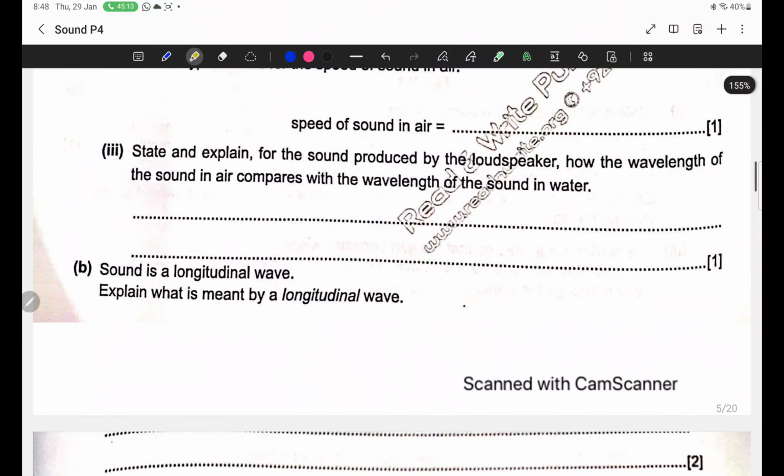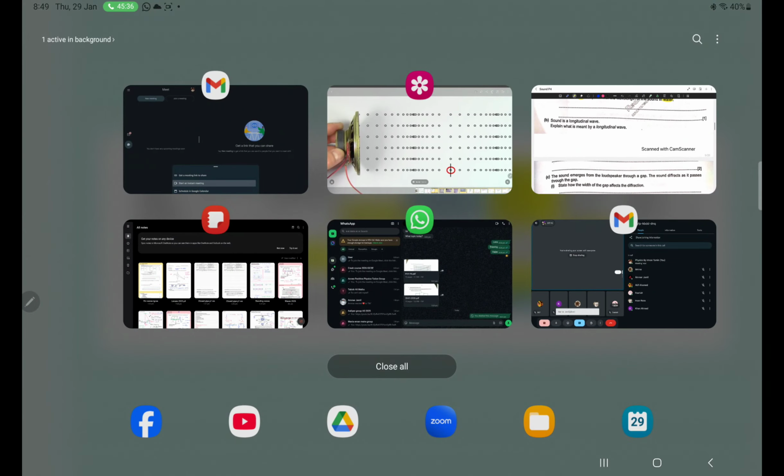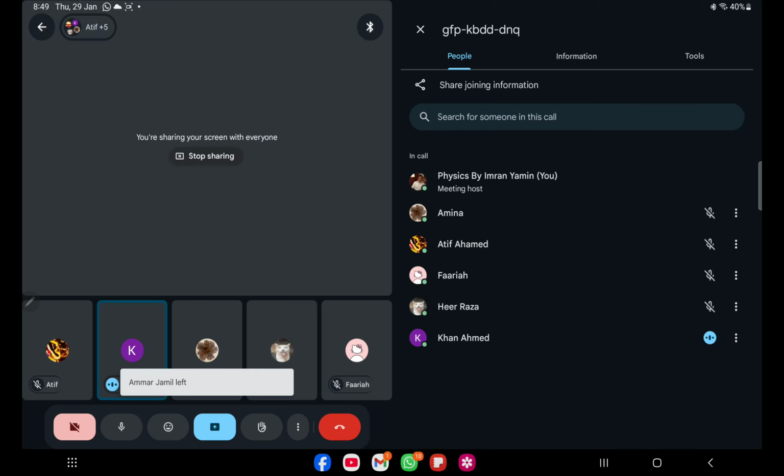The question is, the sound is produced by a loudspeaker, and consider the sound is produced in air and then this sound enters into water. And now we have to compare their wavelength.